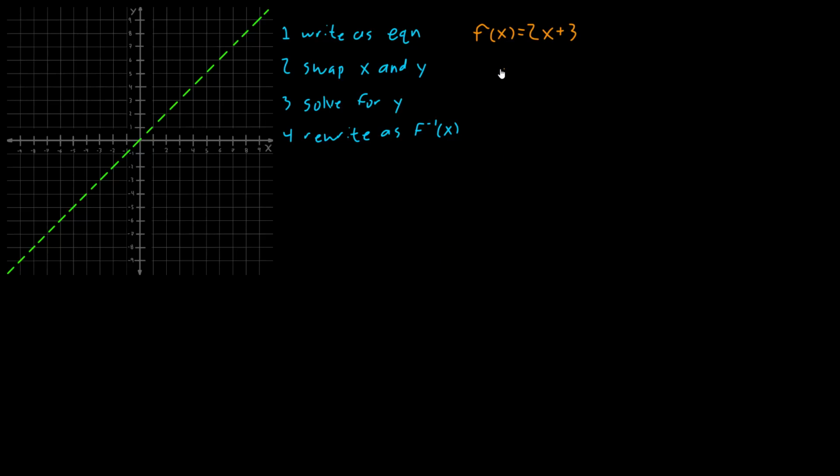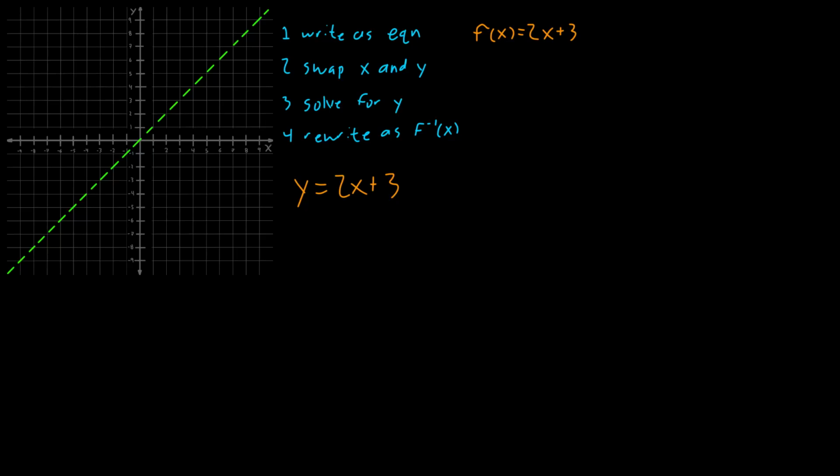In this video we're going to be going over how to find the inverse of a function. In this case our function is f of x is 2x plus 3. We want to find the inverse function. So we've got these steps here. The first is to just write it as an equation. So that's just going to be y equals 2x plus 3.